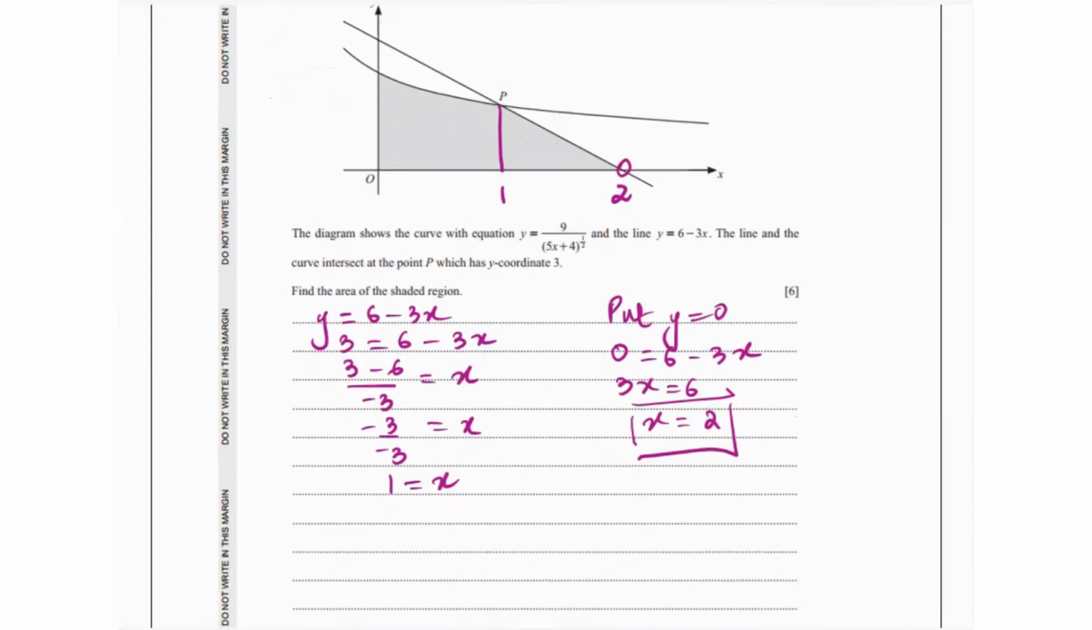we find the area of the curve from 0 to 1, and then add the area of the triangle from 1 to 2. Because they want to find the area of the shaded region, and the shaded region is underneath the curve, we don't need to subtract the two areas. We just find the area of the curve from 0 to 1 and add the area of the triangle, this one, to it.